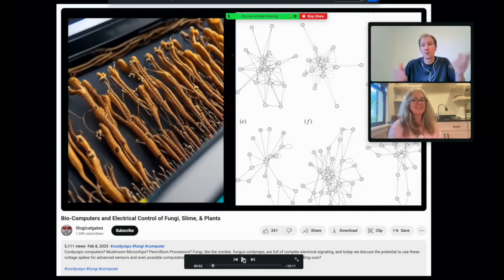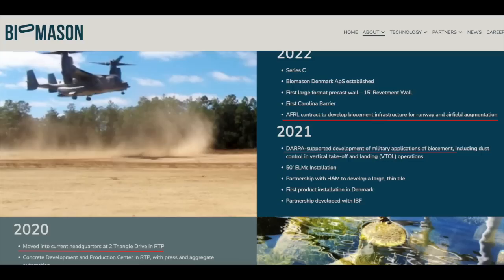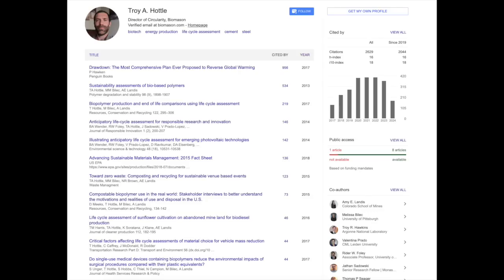I mean, and then we're going to grow a table with them, right? As Freeman Dyson says, we're going to grow tables with this stuff. And I'm like, I don't think they're going to grow tables. Research Triangle in North Carolina, Biomason, which is the company that Troy Hoddle is affiliated with, I don't think they're growing tables.